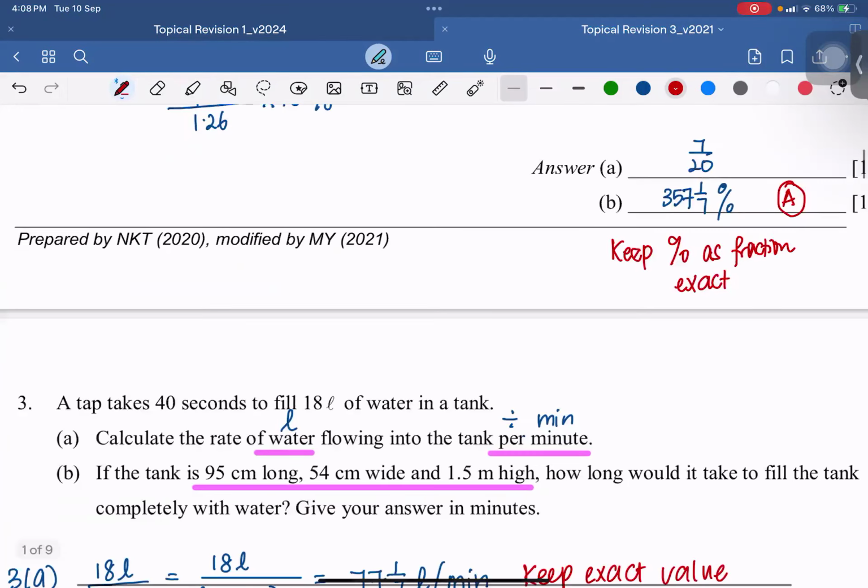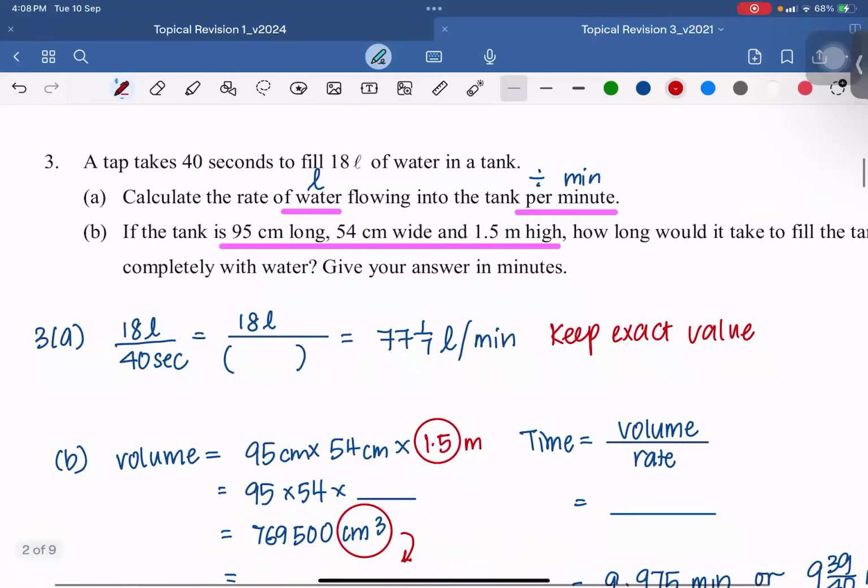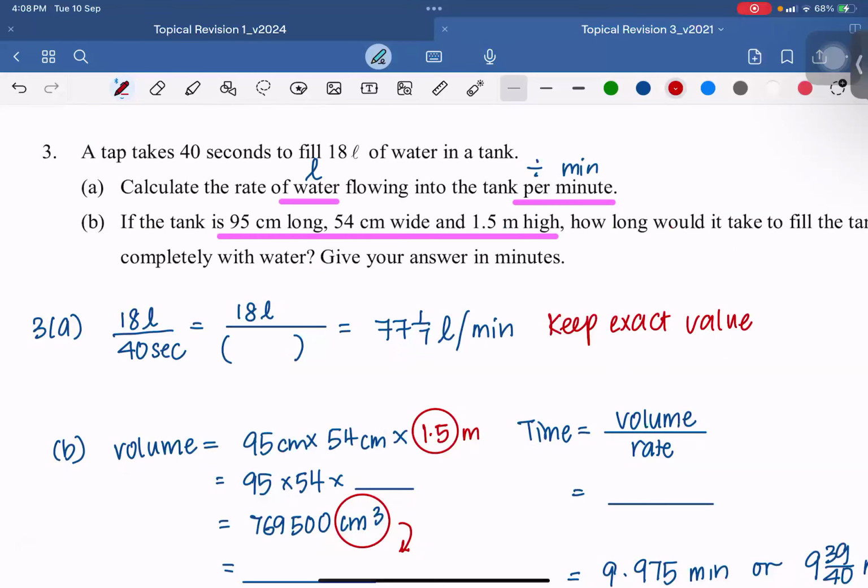Next part of the question, question number 3. Okay, now I'm going to ask questions already. Y'all ready for lesson? Okay, a tap takes 40 seconds to fill up 18 liters of water in a tank. Then the question says, find the rate of water flowing into the tank per minute.